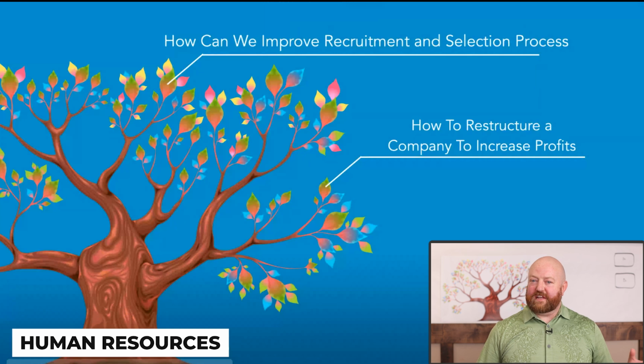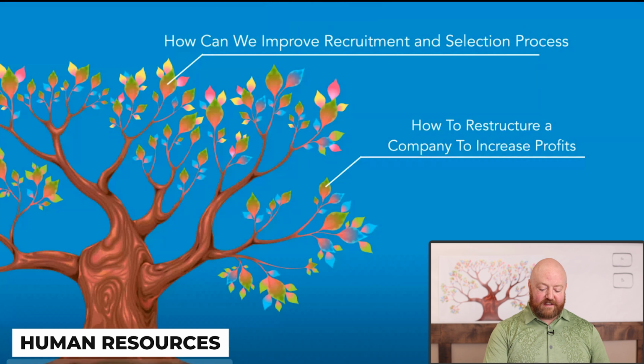So let me give you a couple examples. For one, let's say you're a human resources expert. That's the trunk of your tree. An example of a leaf would be, how can we improve recruitment and selection process? Or another leaf I found is how to restructure a company to increase profits.